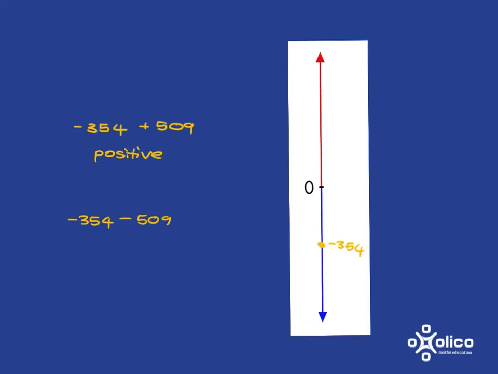On the other hand, if you're at -354 and you subtract, it means you're going to go down, and if you're going down a further 509, well, anywhere where you go down from -354, you're going to still stay in the negatives, and so this answer will be negative.